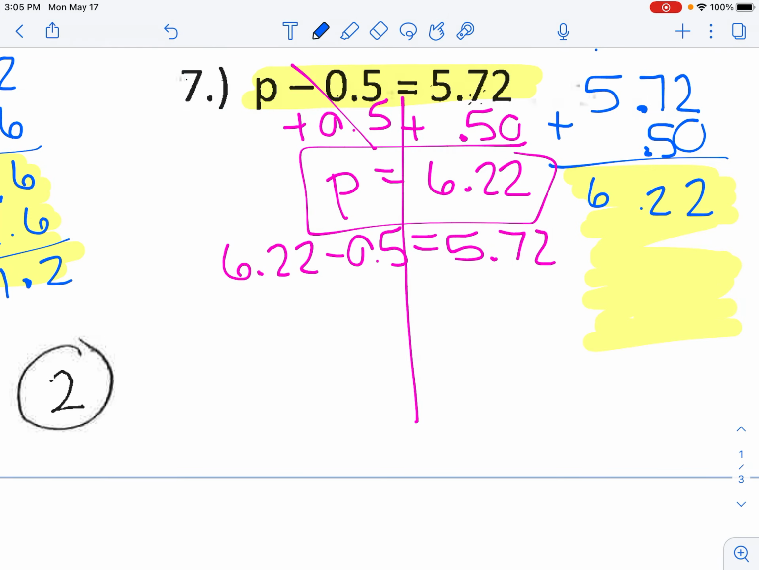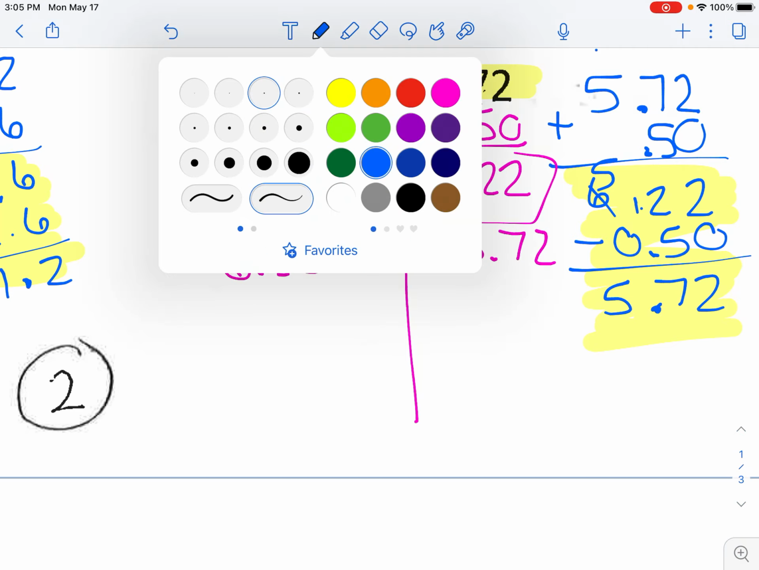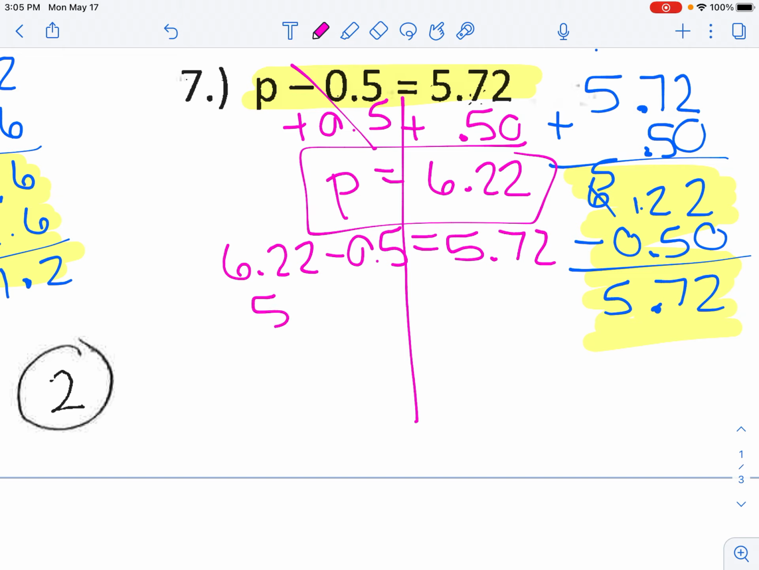So 6 and 22/100 minus 0 and 5/10. I'm going to add a 0 placeholder. So 2 minus 0. Borrow from the 6. 12 minus 5. Decimal comes down, and 5. So now I can say that 5 and 72/100 equals 5 and 72/100. Check.